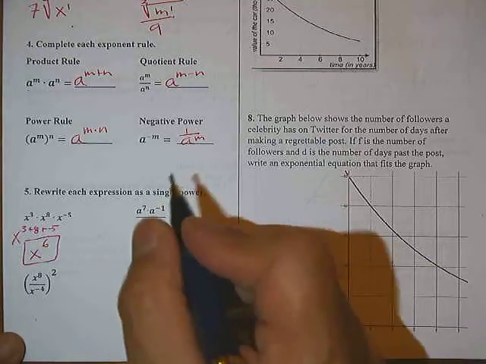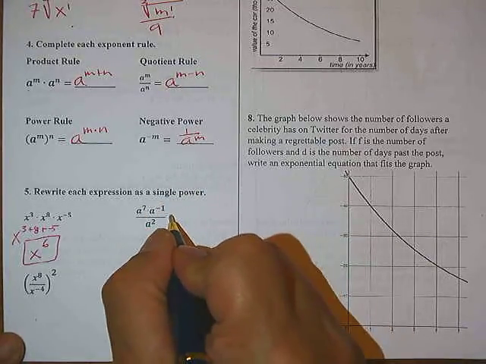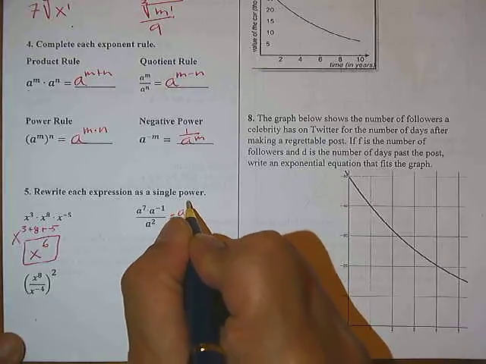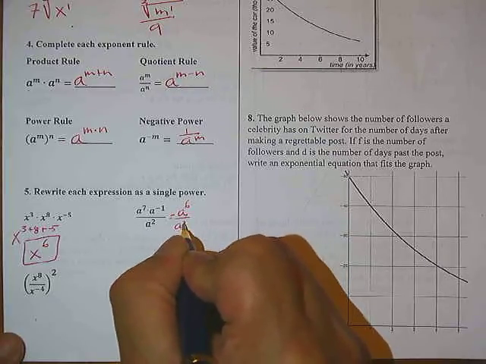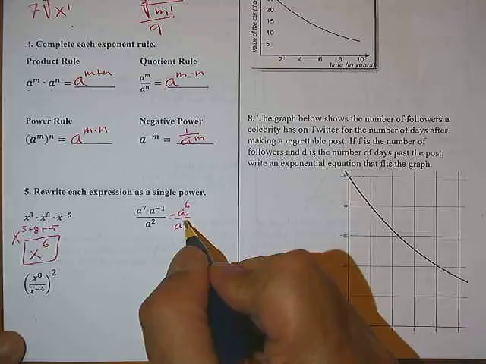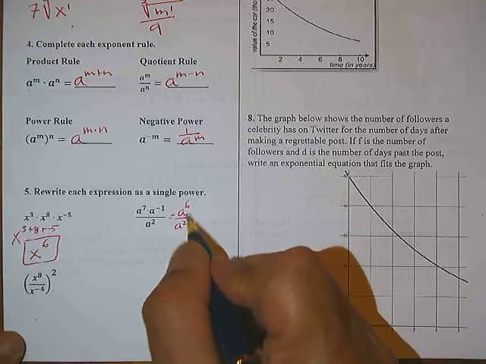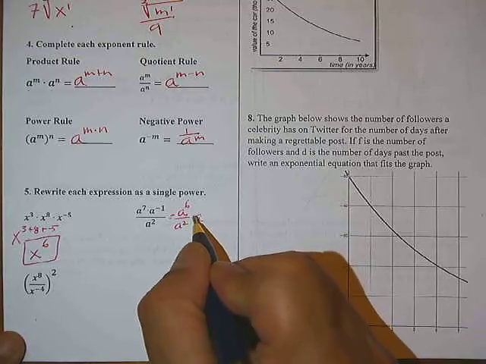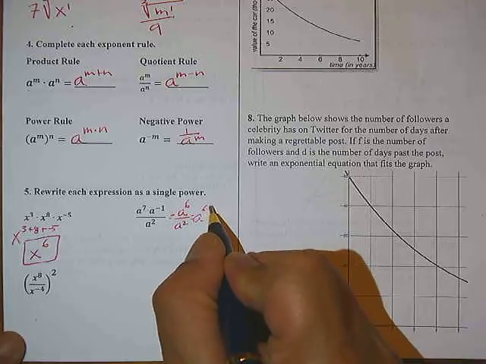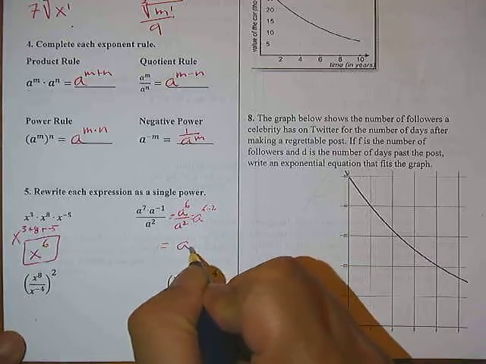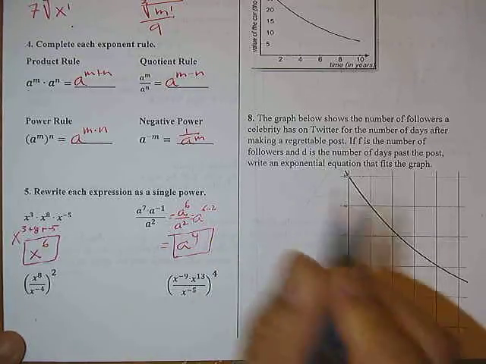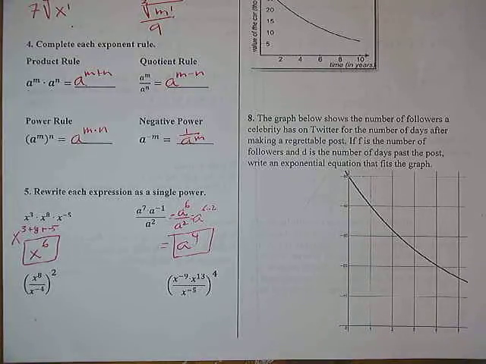And then, let me see, with this one, we should probably do it in a couple of passes. When we multiply, we add the exponents. So 7 plus negative 1, well, I think that's a to the 6th. And then now what do we do? We subtract the exponents. So it's going to be a to the 6th minus 2, or a to the 4th power.